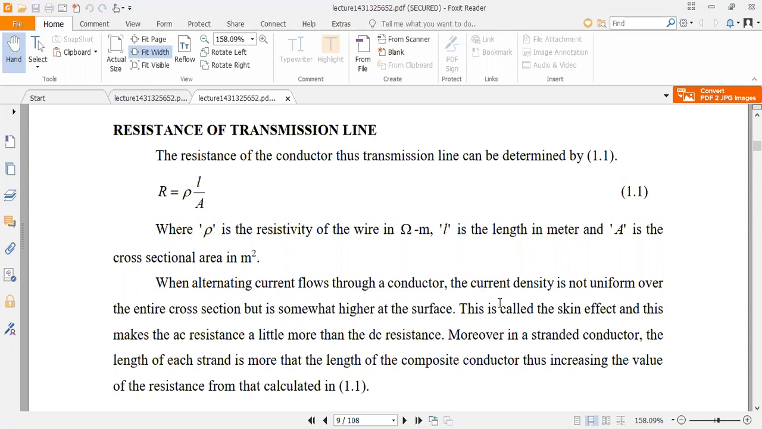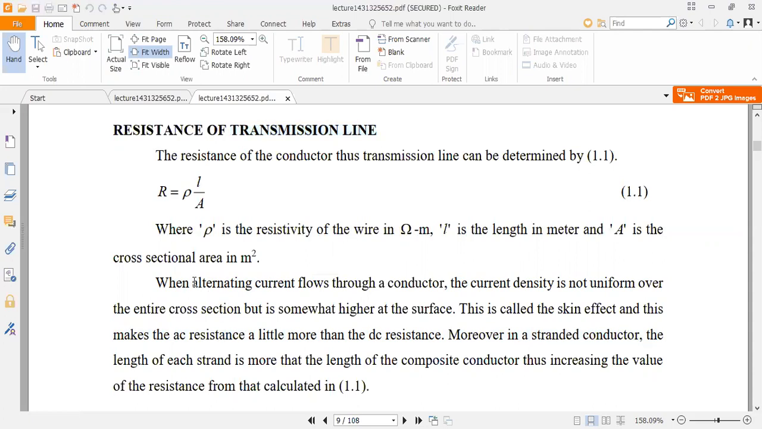कहीं पे ये ज्यादा हो सकती है, कहीं पे ये कम हो सकती है. So this makes the AC resistance a little more than the DC resistance, जिसकी वजह से हमारा AC resistance कभी कभी ज्यादा भी हो सकता है, DC resistance से भी. So keep in mind that when we talk about alternating current, a transmission line always carries alternating current. So in this section, we only talk about the AC current.